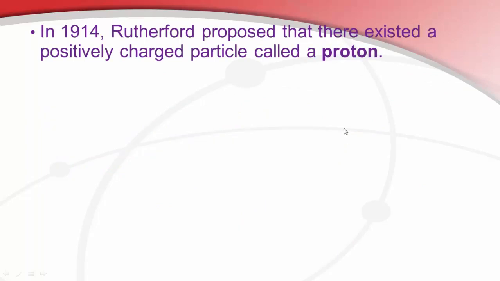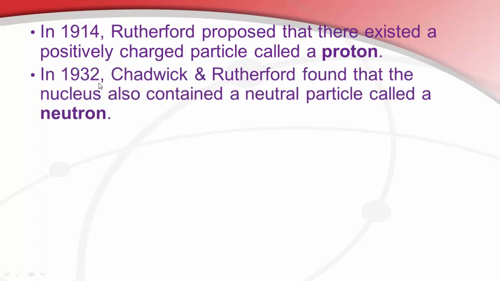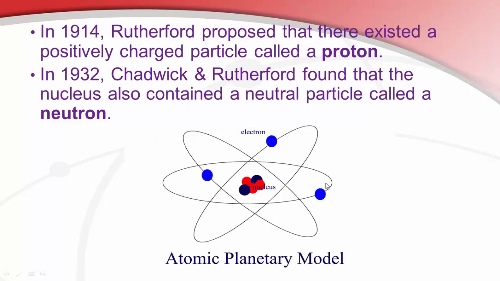So his planetary model had to incorporate the idea that there was positive charge in there, and Rutherford proposed a few years later that there would be a positively charged particle called a proton that would offset the negative charge of the electron. It took another 18 years for Rutherford and Chadwick to find that there was an uncharged neutral particle as well, called a neutron. So this, then, was the kind of model that Rutherford put together. And electrons orbiting a positively charged nucleus.